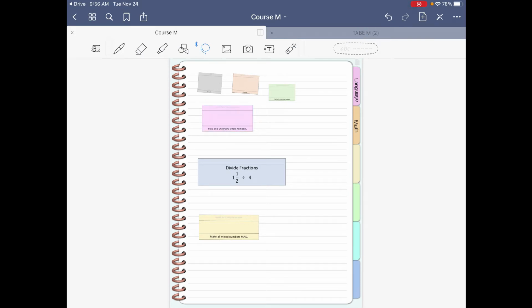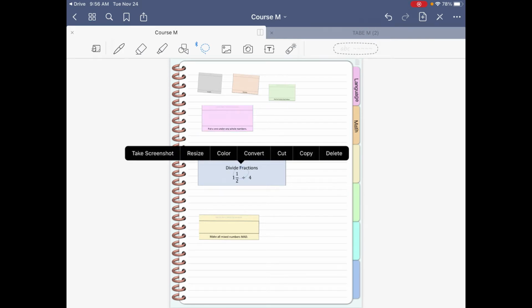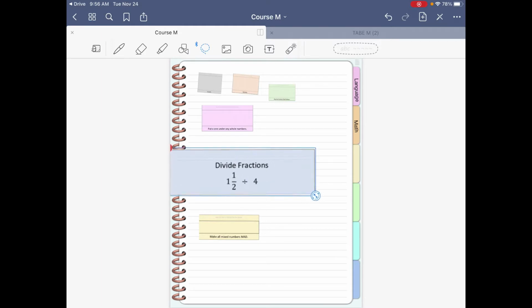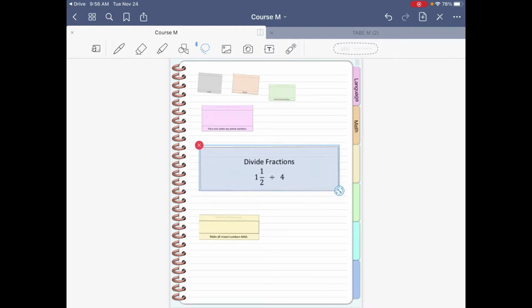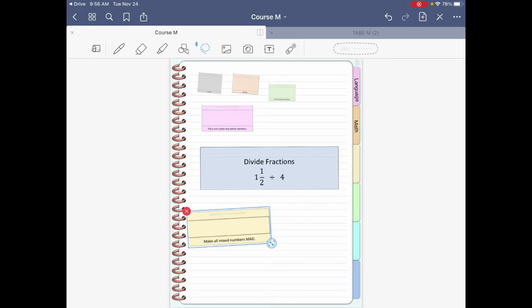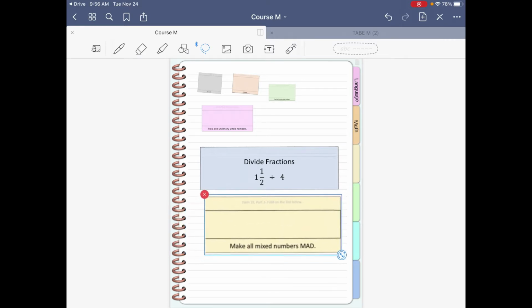So the first one that I want to start with is this blue one. So go ahead and find this piece. This is the one that gives us the problem that we're going to work. So to divide fractions, here's an example. Go ahead and pull that yellow piece in, and let's put that one right here for a minute.